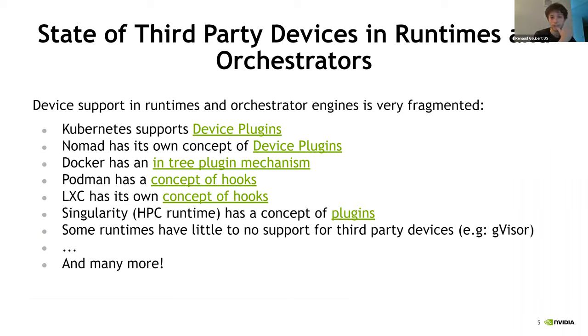If you're looking at just third-party devices and runtimes and orchestration, the ecosystem is kind of a mess right now because pretty much everyone has their own concept of plugins. Kubernetes has a concept of device plugin that you can't really extend to other orchestrators. And really what it does is that it re-implements device support at the orchestration level rather than implementing it at the runtime. And that's why it's really hard to extend to other orchestration.